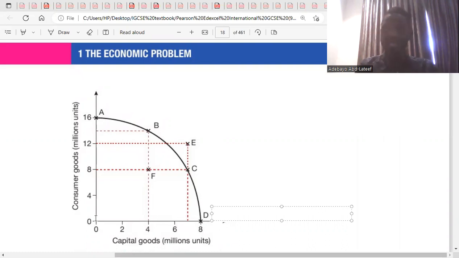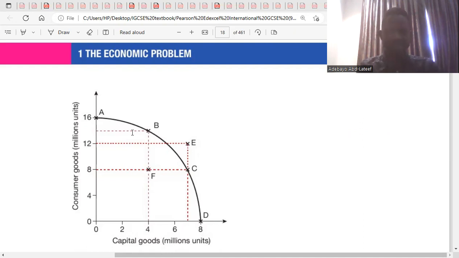At point A, there's an opportunity cost at D. At point D, there's an opportunity cost at A, which means if the economy is producing at point A, it will not be able to produce any capital goods. And if the economy is producing at point D, it will not be able to produce any consumer goods. That is done.